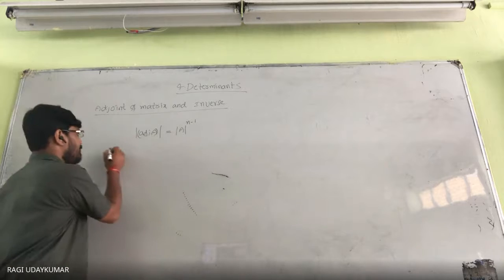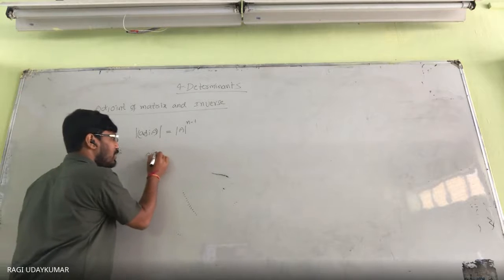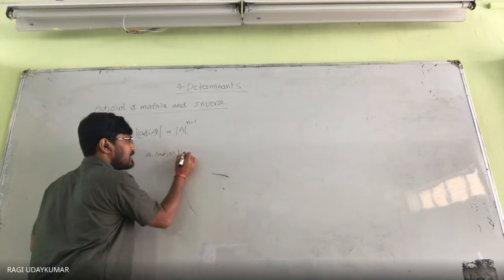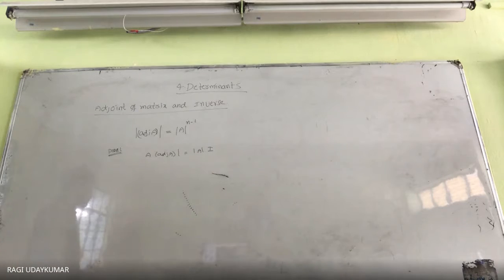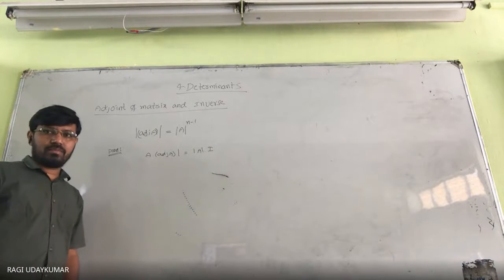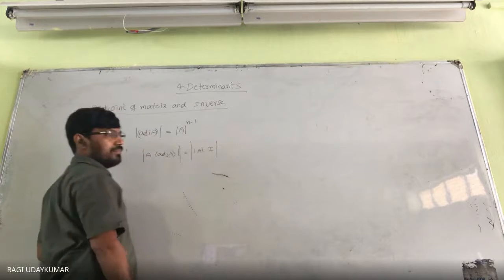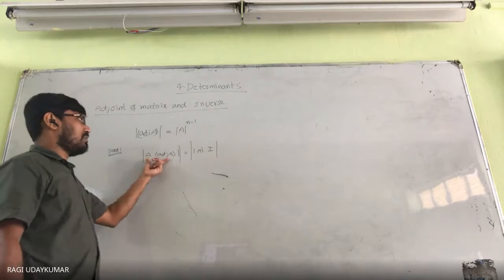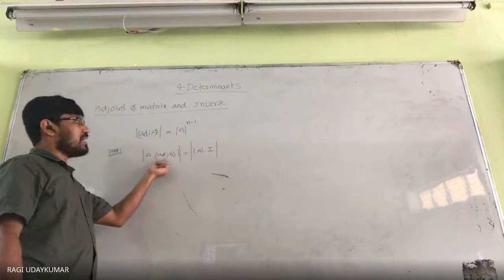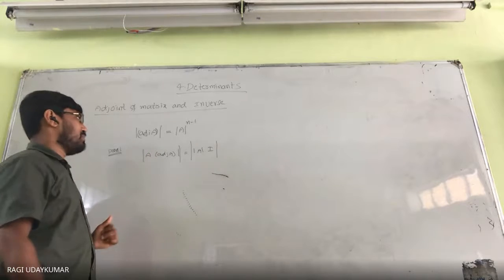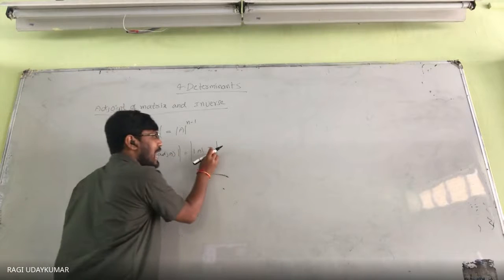To prove this, what we have to do is also important. We know that A into adjoint of A is equal to determinant of A into I. Now here determinant is taken, here also determinant is taken. A is a matrix, adjoint of A is also a matrix, and the product is also a matrix. I am taking the determinant of the matrix. Here determinant of A is a number, whereas I is a matrix.